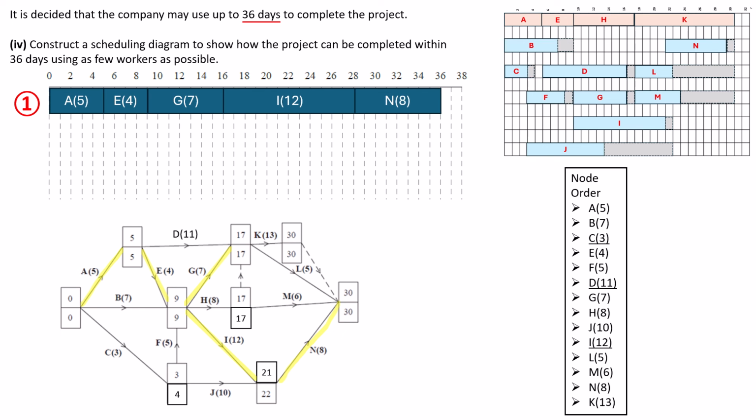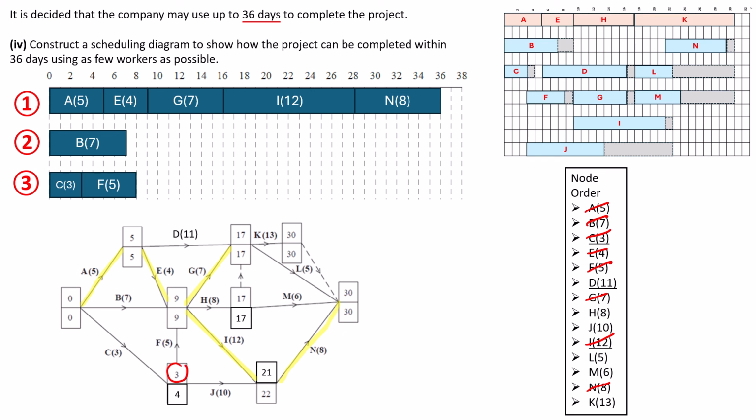So I'm just going to cross off our activities so I can keep track of them. A, E, G, I, and N. So then the next worker I'm going to assign B, and the worker after that I'm going to assign C. And then it's about figuring out the best way to move forward. So here I'm going to assign F to worker 3. So then there is no delay, because F, remember, can start at 3. So I'm going to give F straight away from that little bucket I have.